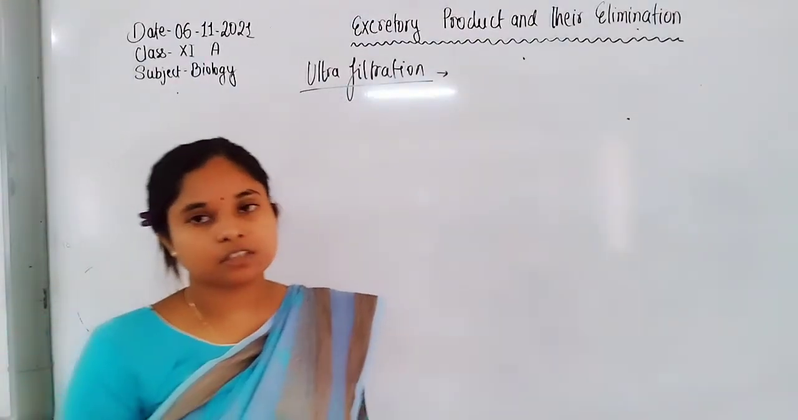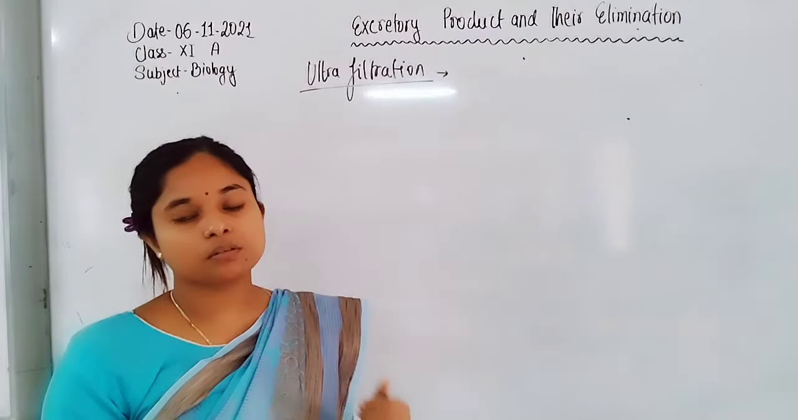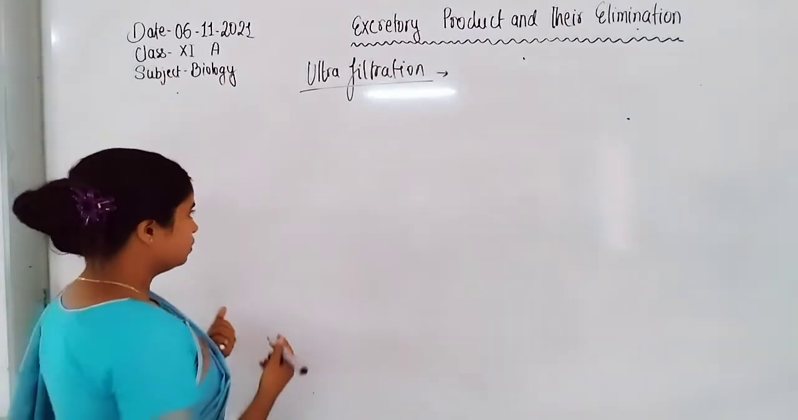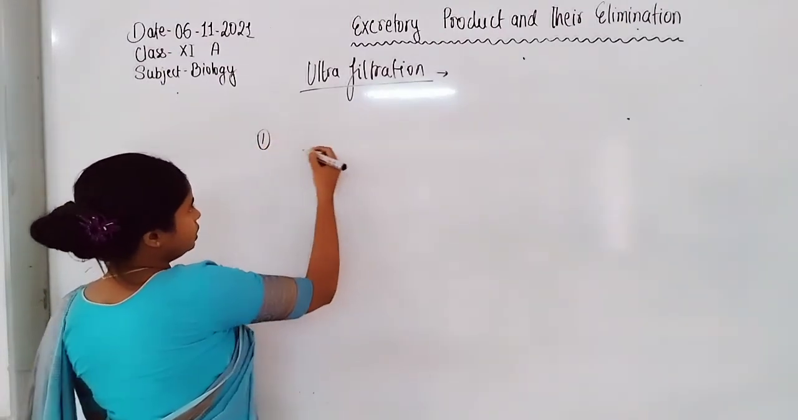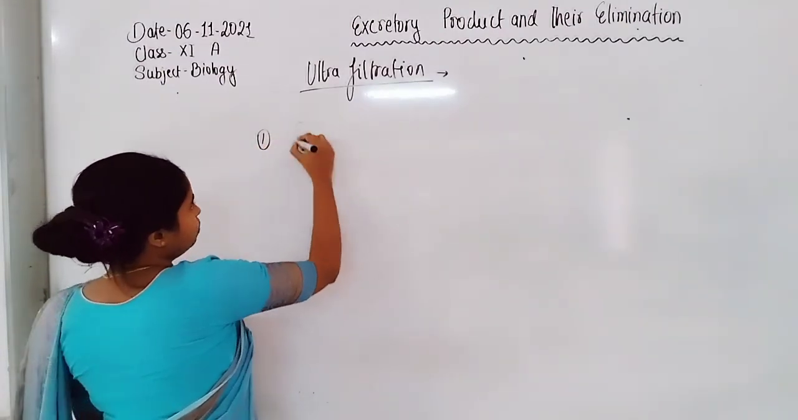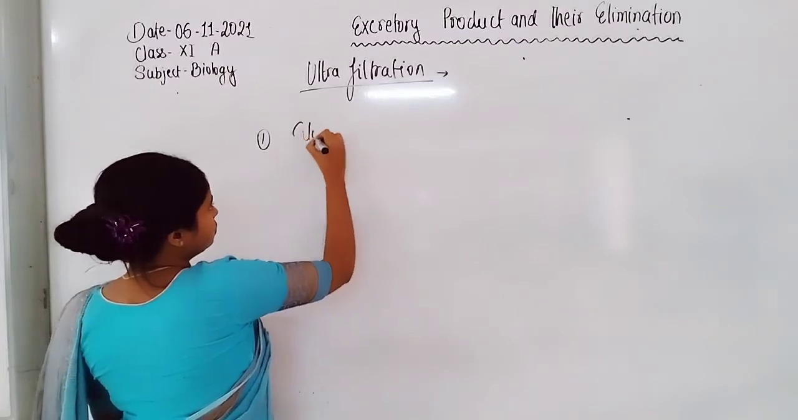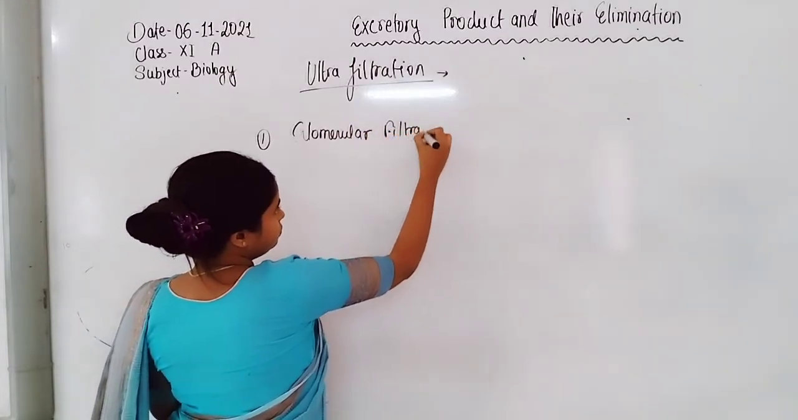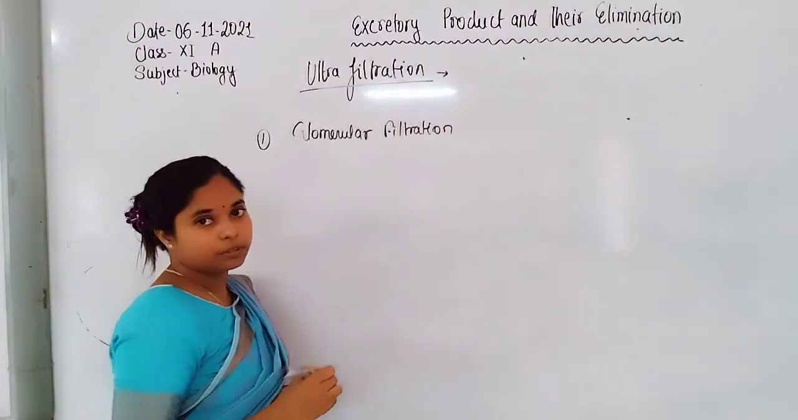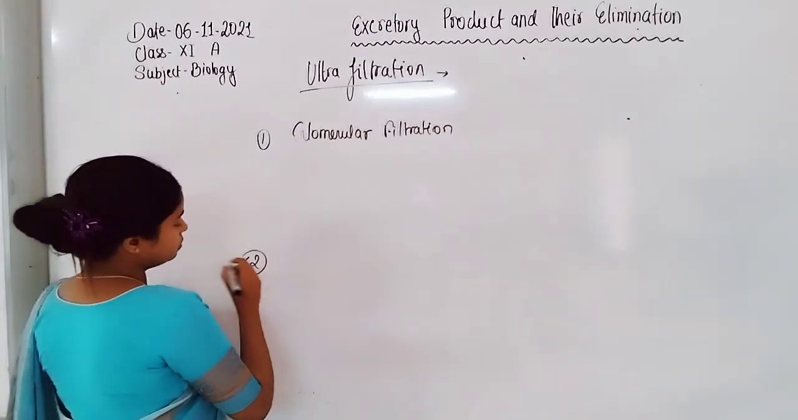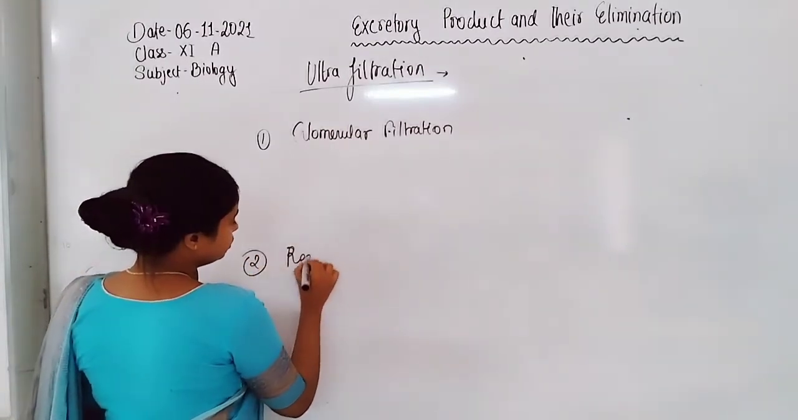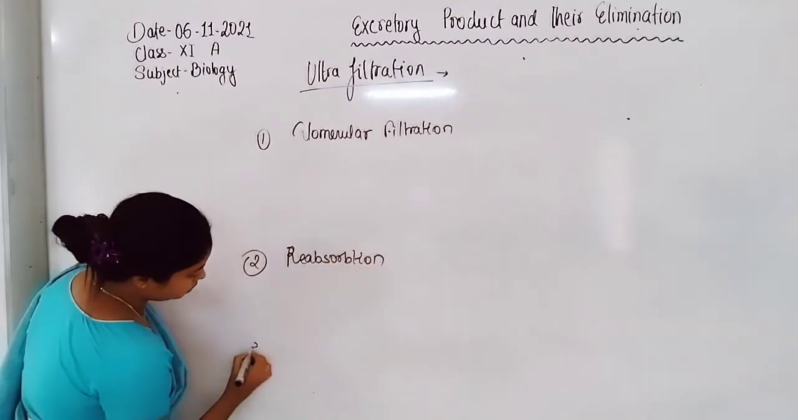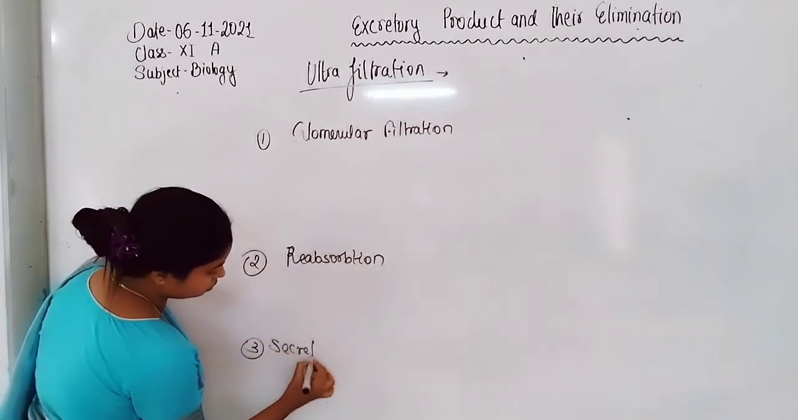Now, if we summarize how ultrafiltration takes place in the nephron, it is divided into 3 steps. The first step is glomerular filtration, the second step is reabsorption, and the third and final step is secretion.